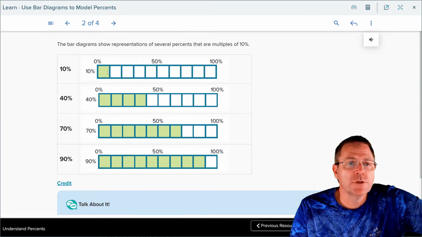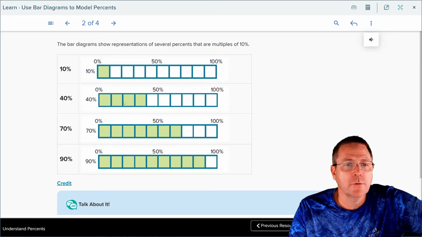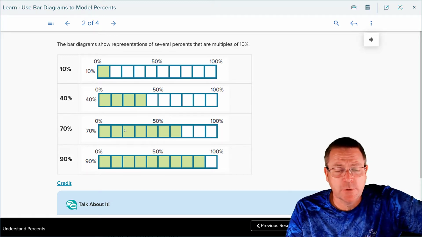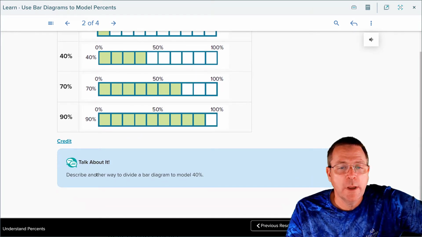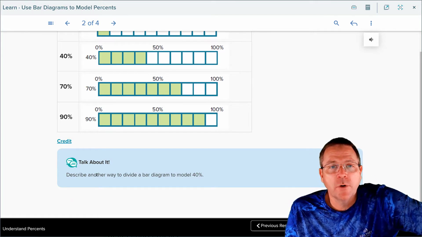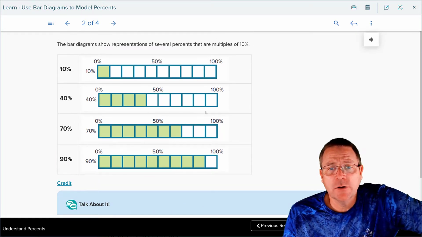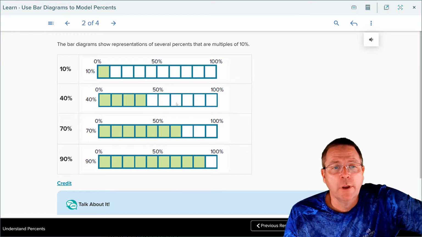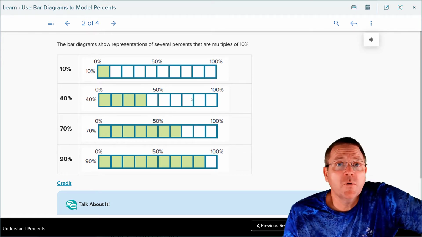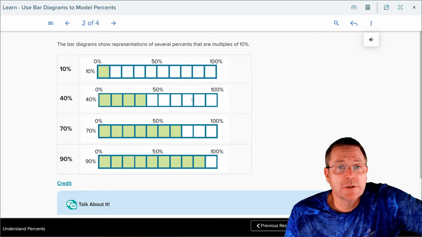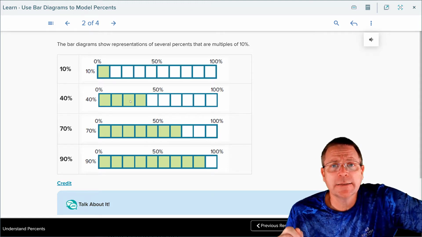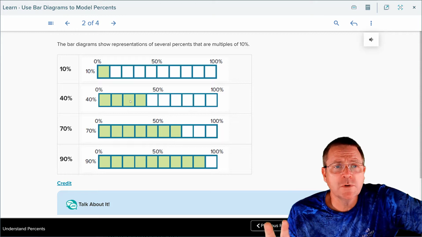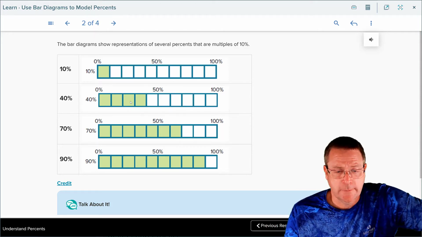So we've got 10%, we have 40%, we have 70%, and we have 90%. To describe other ways you could divide the bar diagram to model 40%: technically you could start from the right and go back 4. You could even pick any 4 random squares inside the diagram and it would still model 40%. But this is the most common way because this is the way that our mind can most easily look at it and say, oh yes, that makes total sense to me, that's going to be 40%.